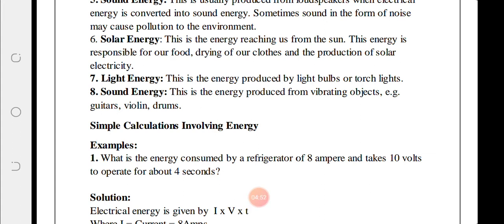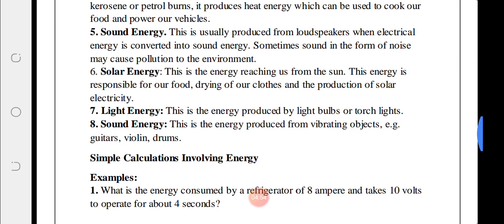And we have the sound energy, which we've said something about. This is the energy produced by vibrating objects. Whether from speakers, guitars, violins, drums, or anything producing sound, the energy gotten from there is called sound energy.